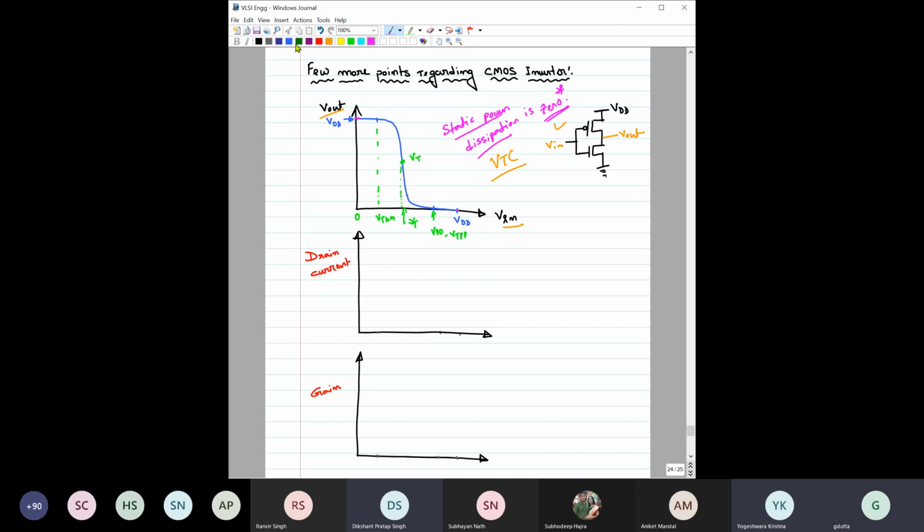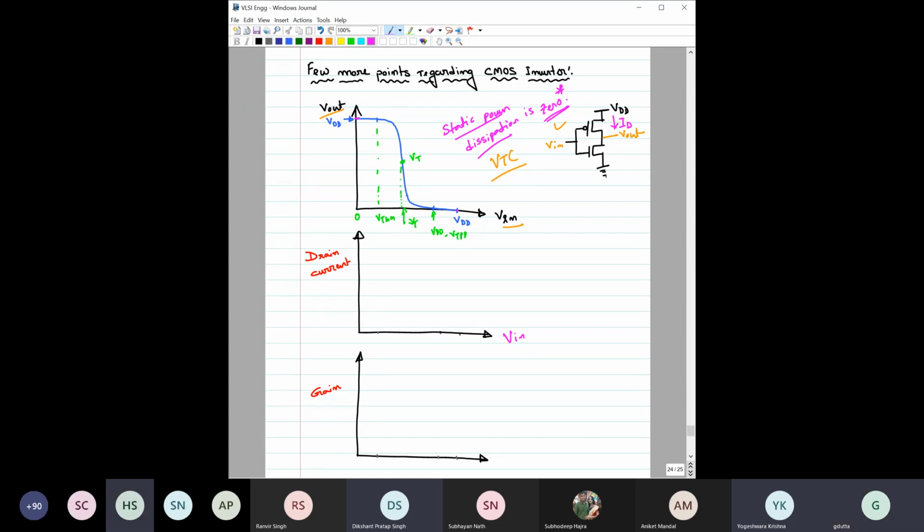Okay. Now, if I ask you, if I want to plot the drain current versus this input voltage, I want to plot drain current, and you know the drain current for NMOS and PMOS would be the same, right? Same current has to flow through this. If I ask you to plot this ID versus V in, could you comment on how that plot looks like? Would it be 0 always, or how does it look like?